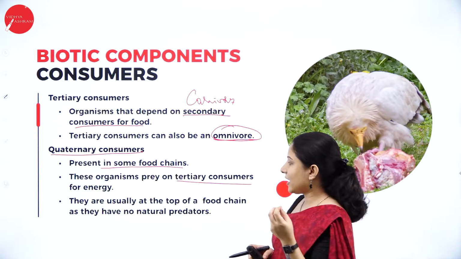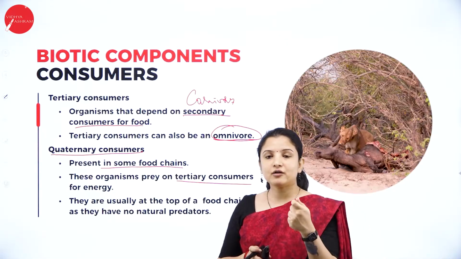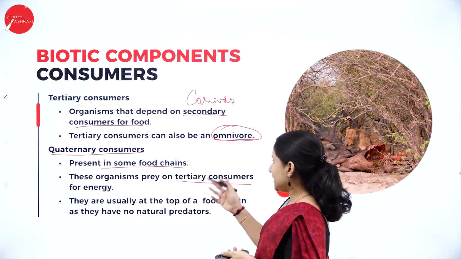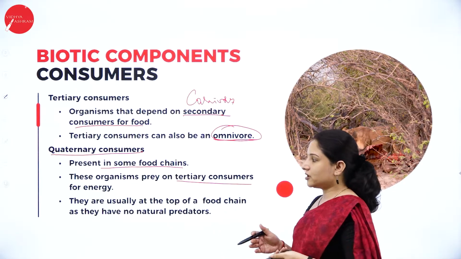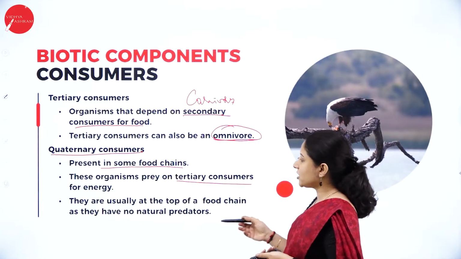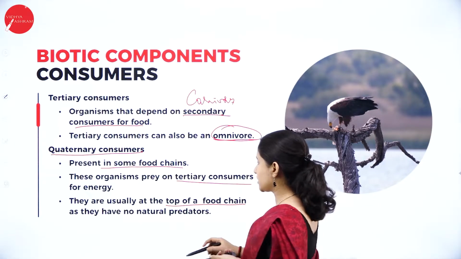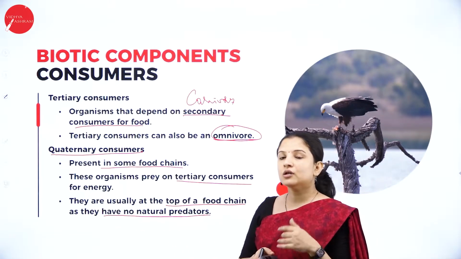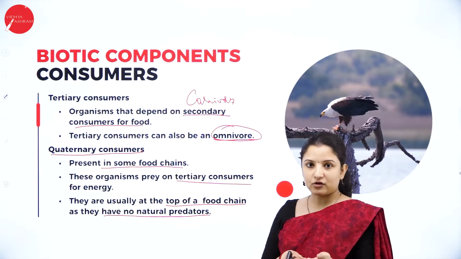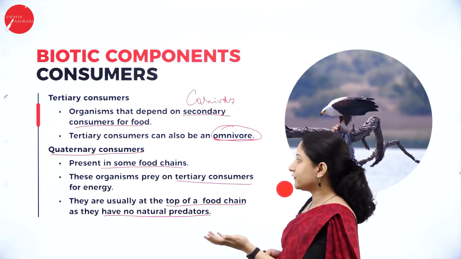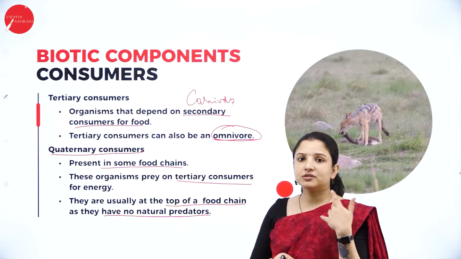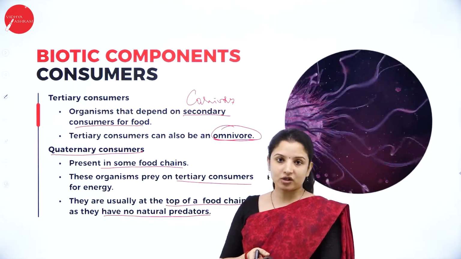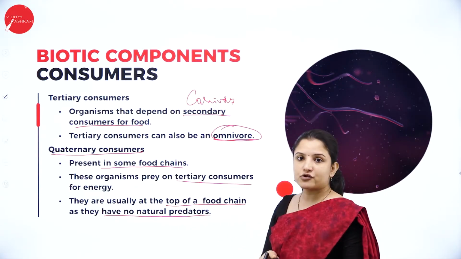Say, for example, we have vultures. Vultures feed on the dead organisms that are there. Vultures can be put under the quaternary consumers. So these organisms prey on tertiary consumers for energy. That is, they prey on the omnivorous for energy, and they are usually at the top of the food chain and have no natural predators. So quaternary consumers, as I told you, are not found in all forms of ecosystem or in all the food chains. Only in a few of the food chains can you find quaternary consumers. Say, for example, in an aquatic food chain, I can say the whales and the sharks are the quaternary consumers. So like that, only in some of the food chains they are present.